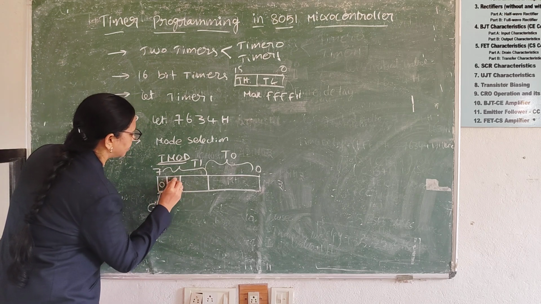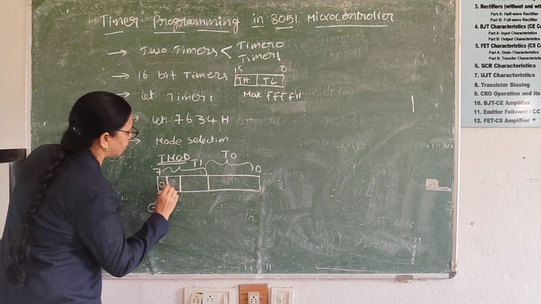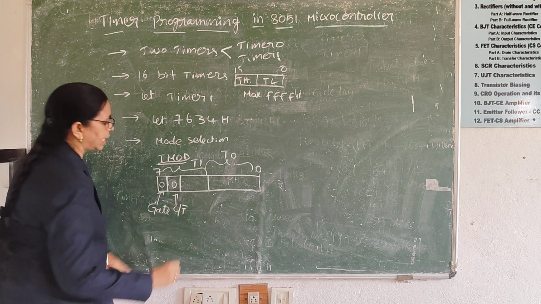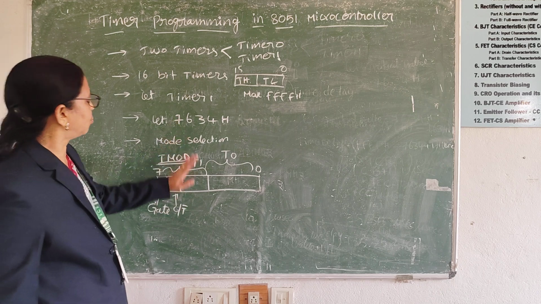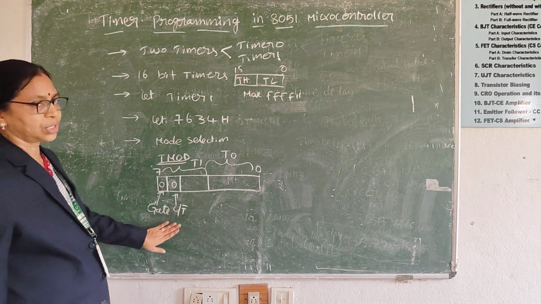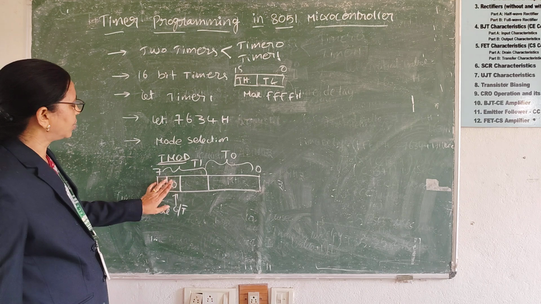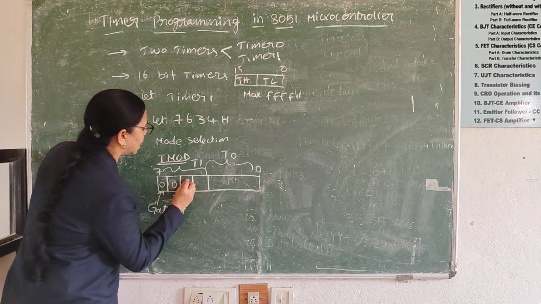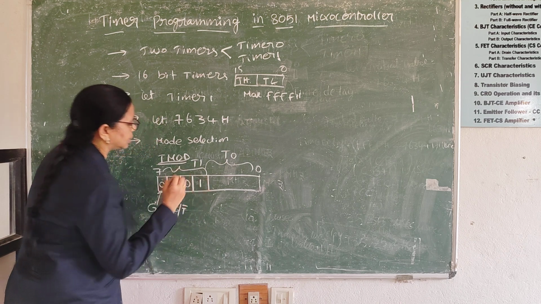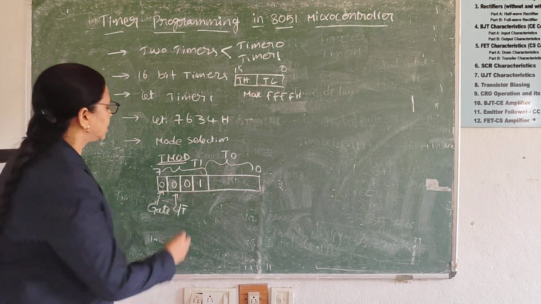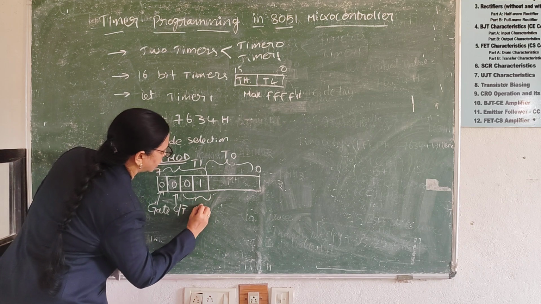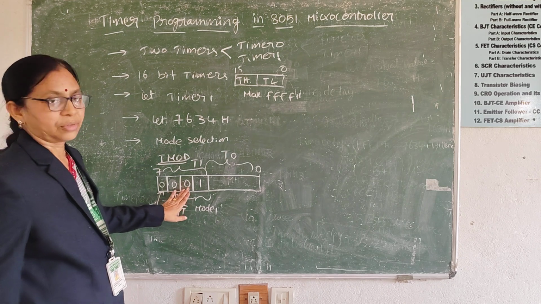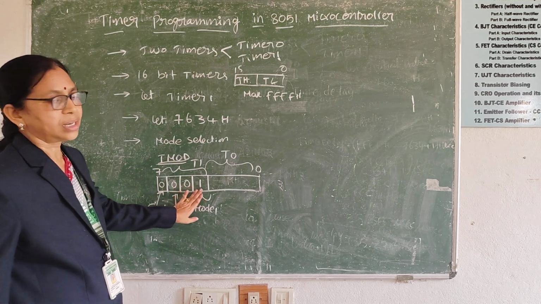The second bit selects timer or counter. I am writing 0, which means we use the 8051 counter as a timer, since we are programming for a timer. The next 2 bits represent the mode. I am using mode 1, so I am writing 01. 00 is mode 0, 01 is mode 1, 10 is mode 2 and 11 is mode 3.